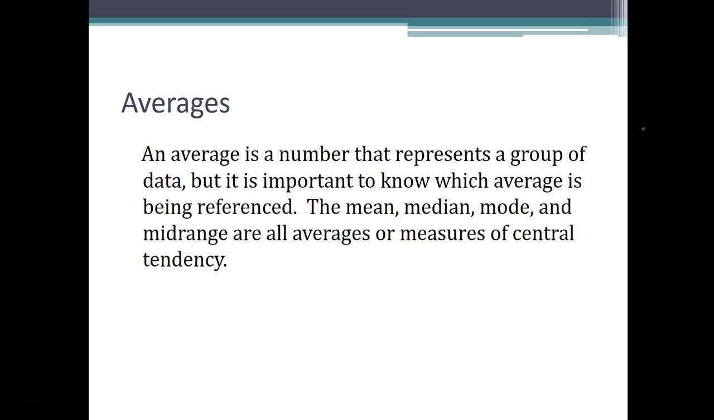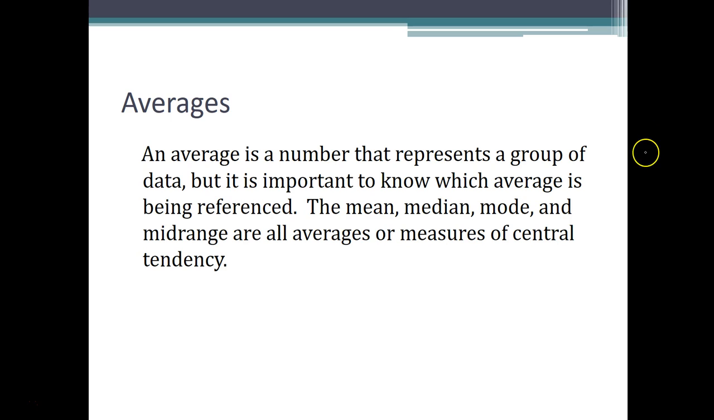It's important to know which average is being referenced because each one's found a different way, and they can give you different information about your data. So you want to know what average is being referenced if somebody said they found the average of something. And you also want to know, if you're trying to find the average, which one's the most appropriate to choose.